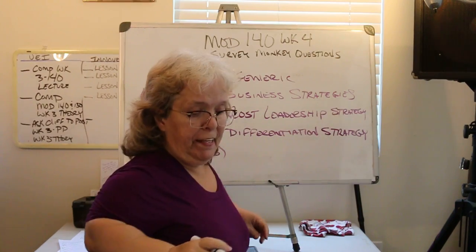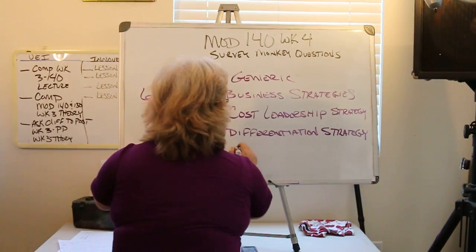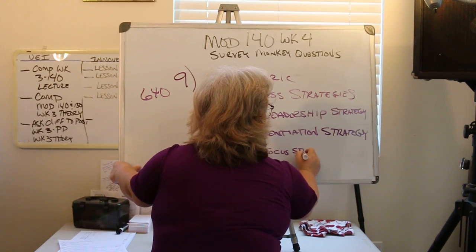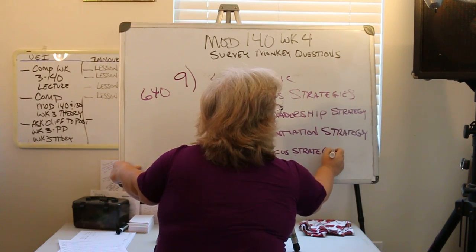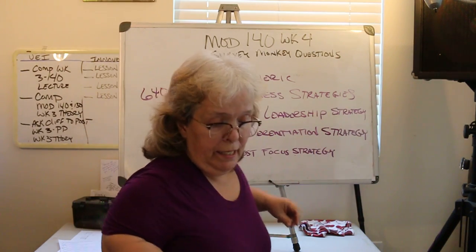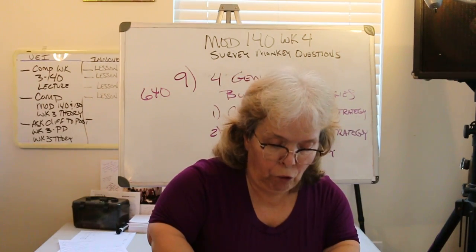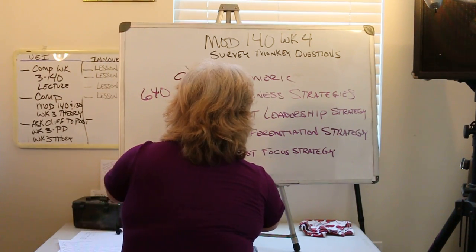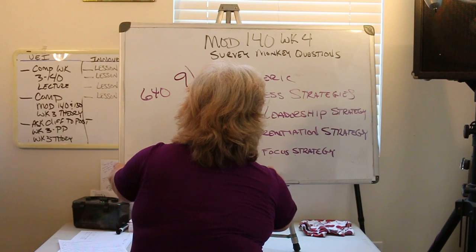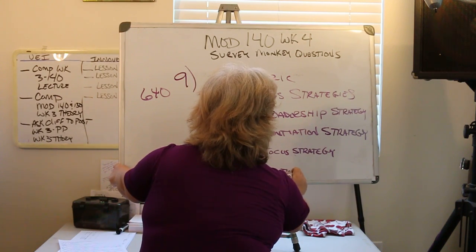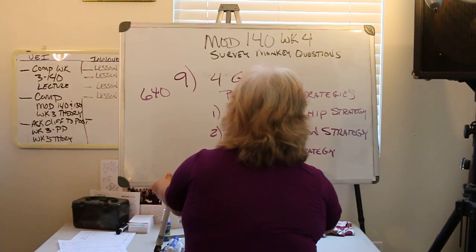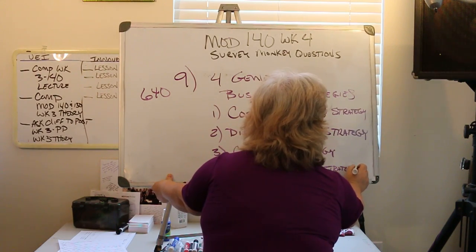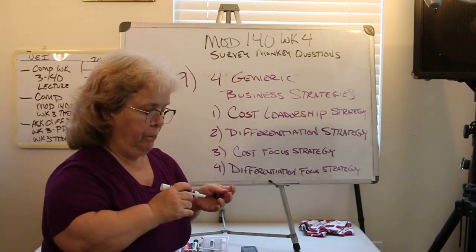Number 3 is cost-focused strategy. And then number 4 is differentiation-focused strategy. Okay, so 1, 2, 3, 4. That was number 9.